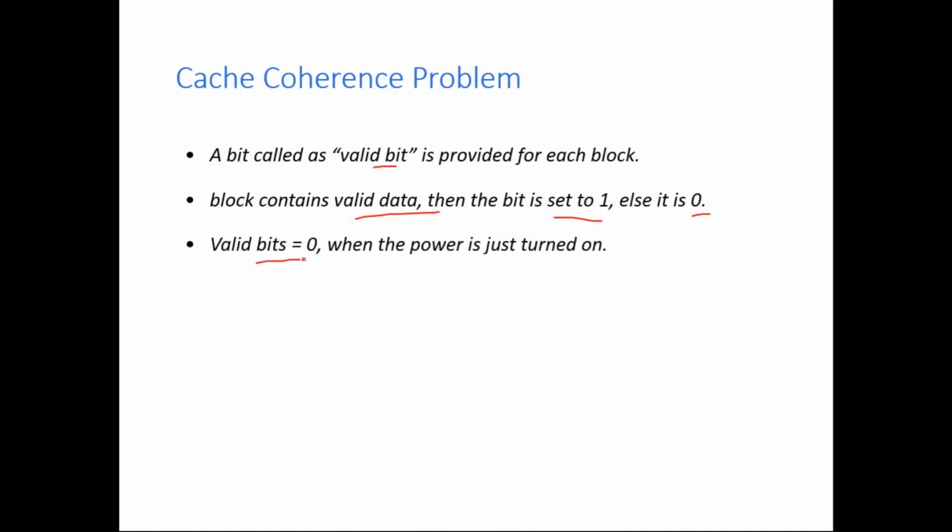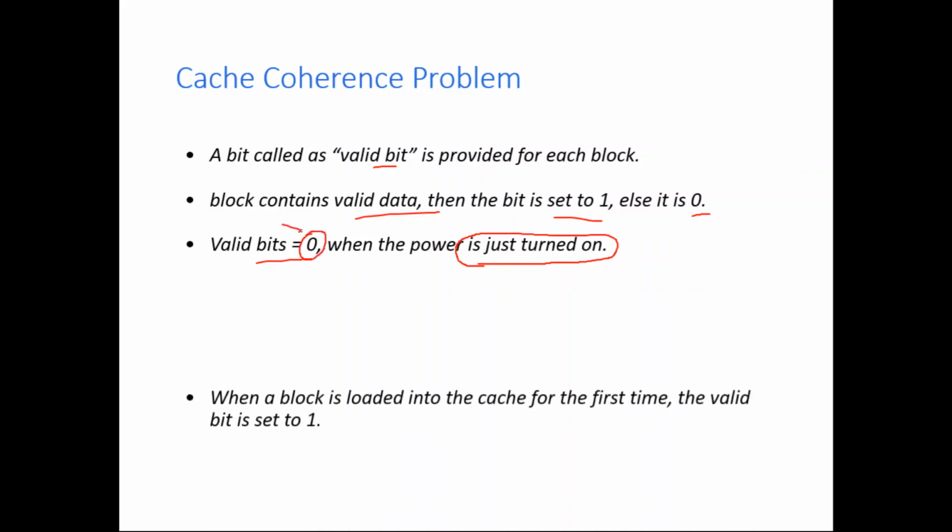So the valid bit will be made 0 when the power is just turned on. Here turned on does not mean turning on the computer. When you want to clear off the memory, you also give some degree of voltage. Then whatever content is there will be erased, and you will also make the valid bit 0, which means that whatever is available in the main memory in that particular block is invalid, right?